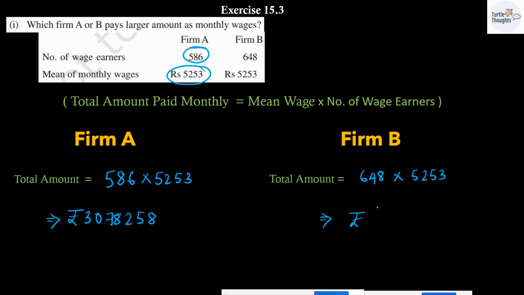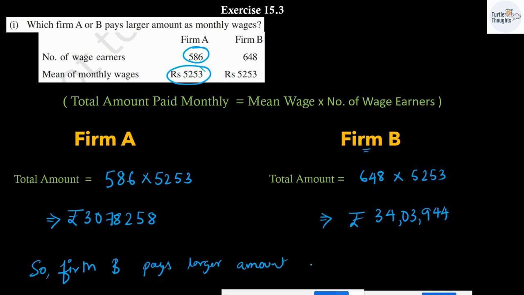By firm B, the total amount paid is going to be 34 lakhs 3,944. Right? So, which pays larger amount? Firm B pays larger amount. Right? So, I can tell firm B pays larger amount as monthly wages. This is going to be the answer for the first sub question.